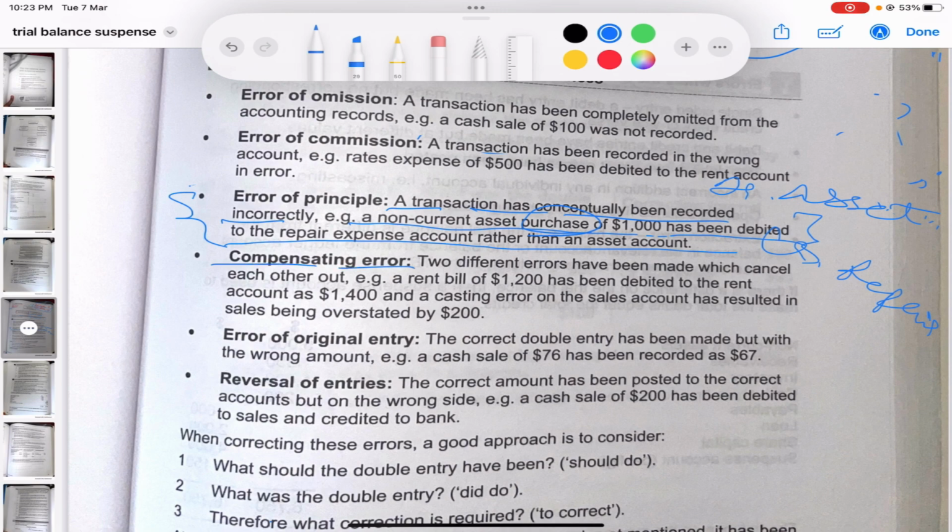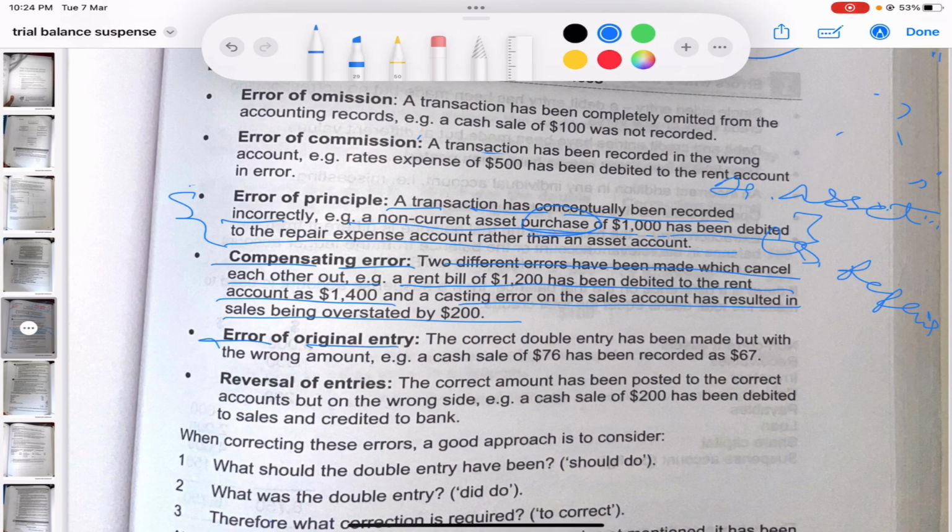Compensating error. Two different errors have been made which cancel out each other. A rent bill of 1200 has been debited to the rent account as 1400, and a casting error on the sales account has resulted in sales being understated by 200. So two incorrect errors on both sides have taken place. By doing that, my final value is still going to match. But that doesn't mean that the error has been rectified, right?